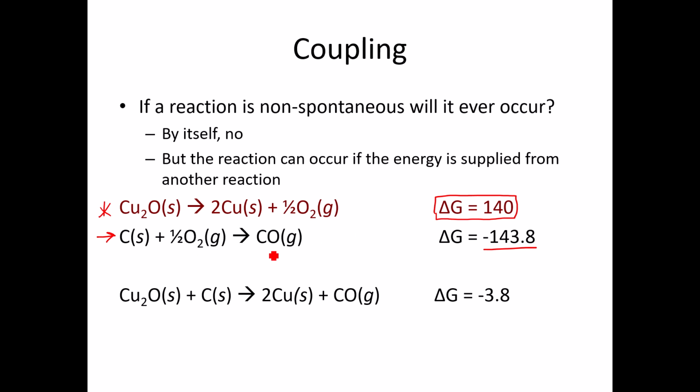If we think of it as Hess's law and putting the two reactions together, so adding these two equations together, so the O2s will cancel out, we get this equation. Carbon in the presence of our copper oxide produces the copper that we want, and carbon monoxide is a byproduct. Adding our two delta G values together gives us a slightly spontaneous reaction when these two reactions are coupled together. So we're using one spontaneous reaction to drive the non-spontaneous one.